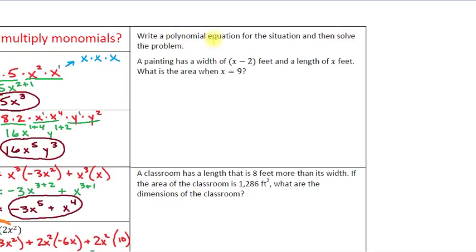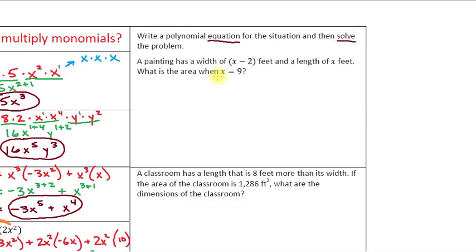Remember, an equation is going to have an equal sign, and then we're going to solve it. So it says a painting has a width of x minus 2 feet and a length of x feet. What is the area when x equals 9? Well, when it says a painting has a width of x minus 2 feet and a length of x feet, there's our issue of writing the equation. And then it asks you what is the area when x equals 9. That's going to be our solving.